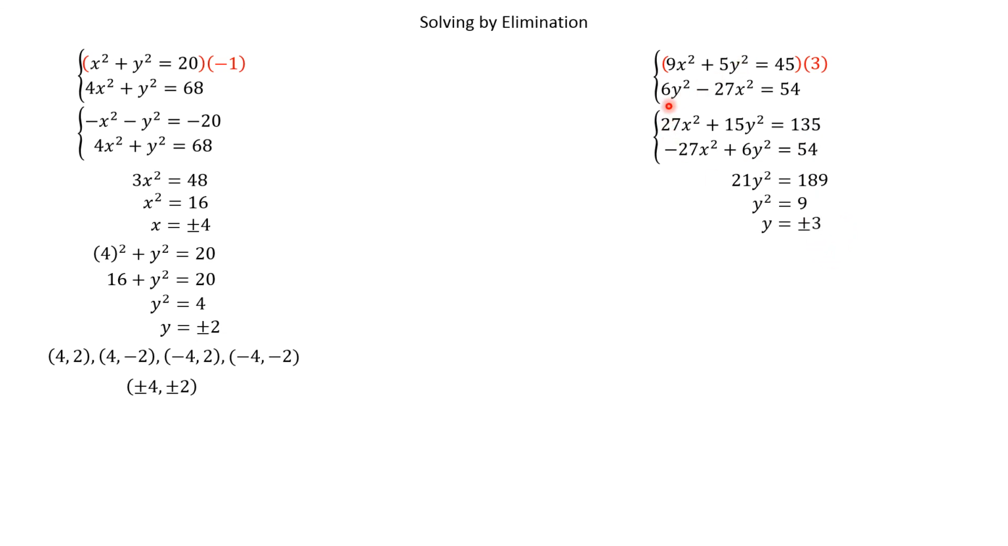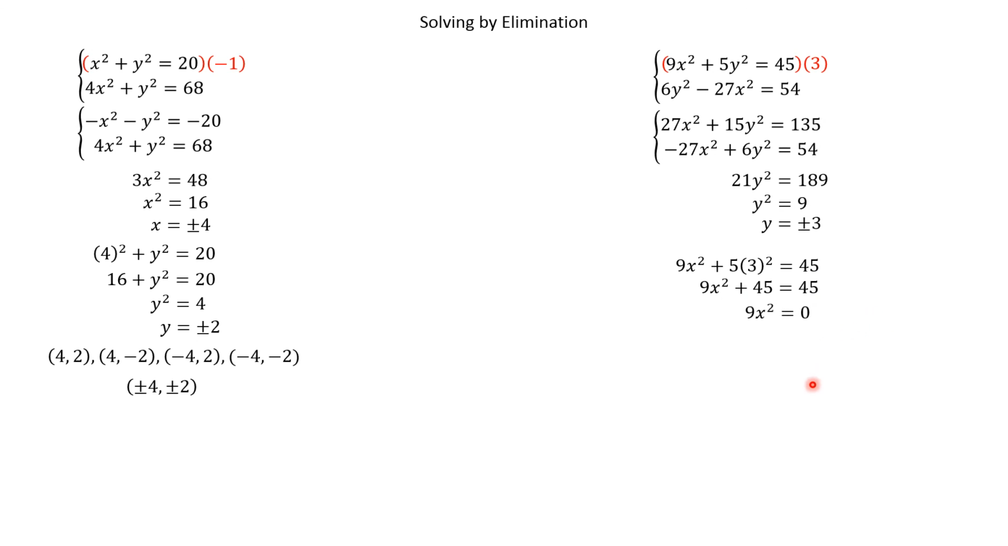Notice all the y's are squared, so the plus or minus, it doesn't matter which one we plug in. So let's plug it into one. I'd plug it into the top one, just because the numbers are nicer. So we have 9x squared plus 5 times 3 squared equals 45. 3 squared is 9 times 5 is 45. So 9x squared plus 45 equals 45.